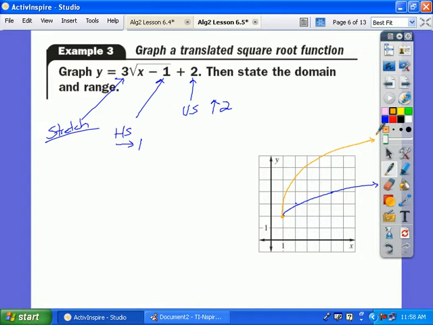We have our graphing calculators to help us make sure we get the stretch piece okay. But now they ask us about the domain and the range. Domain meaning what x values am I allowed, range meaning what y values do I get. Okay, so we're going to talk about domain.